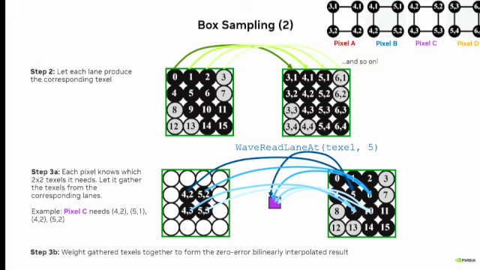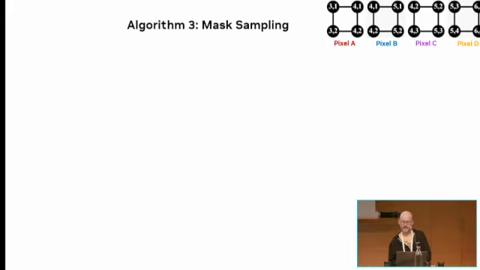So next I'll describe algorithm 3, which is a little bit better at doing useful work in all the lanes. For example, if the texel grid is rotated, say 45 degrees compared to the pixel grid, then you can get lots of unused lanes in this method. But the next one, called mask sampling, doesn't do that. And it works like this.